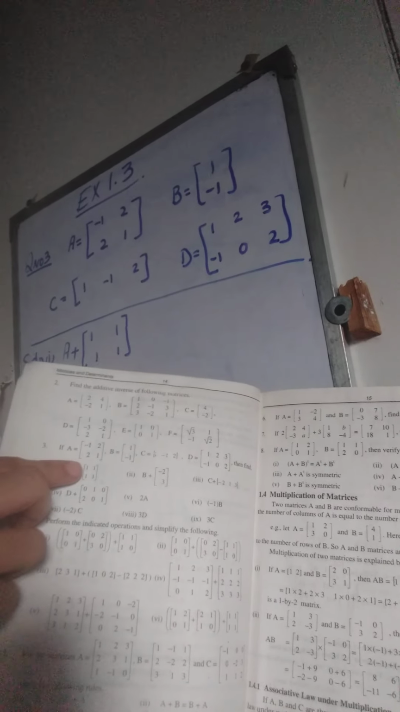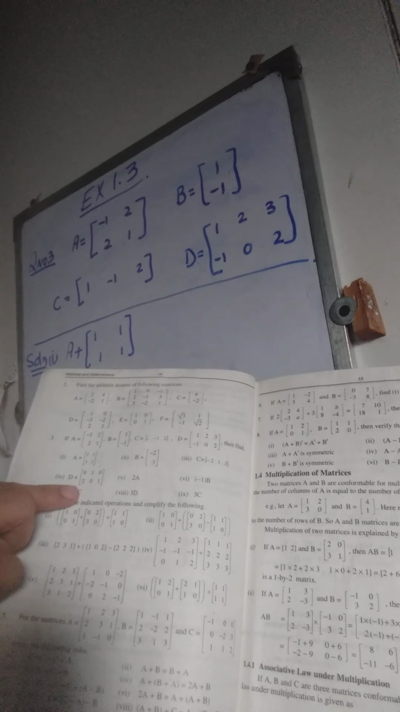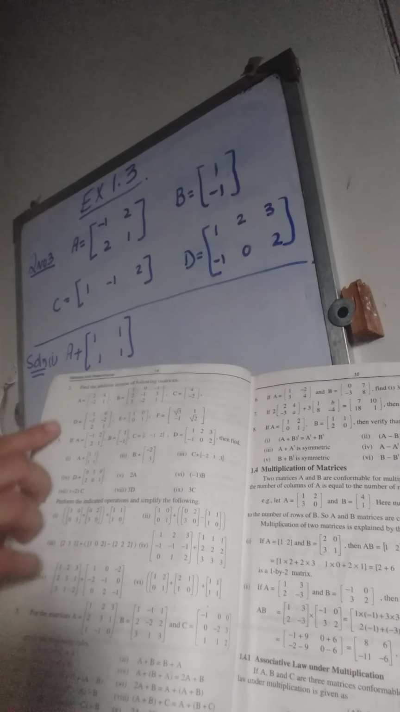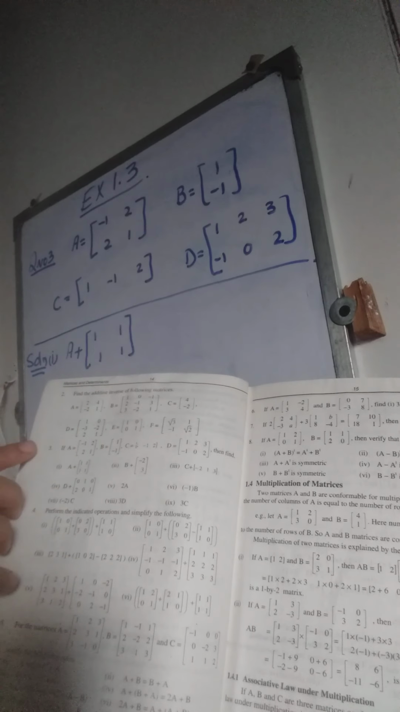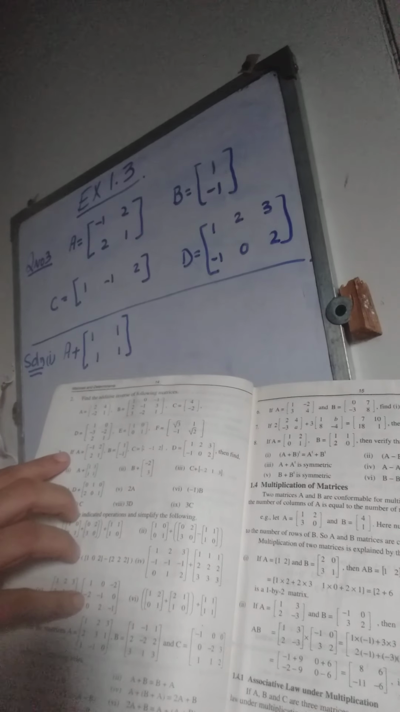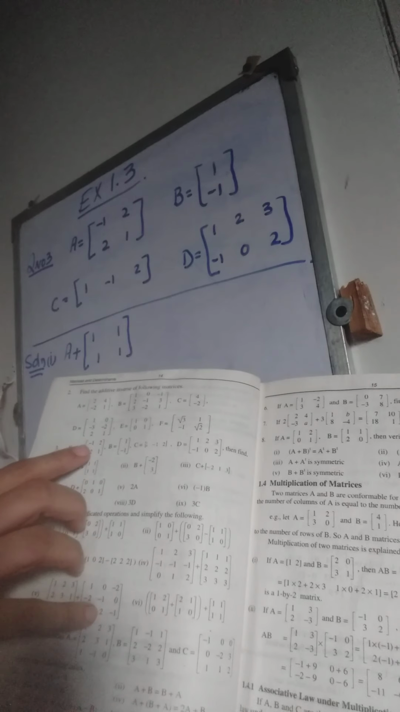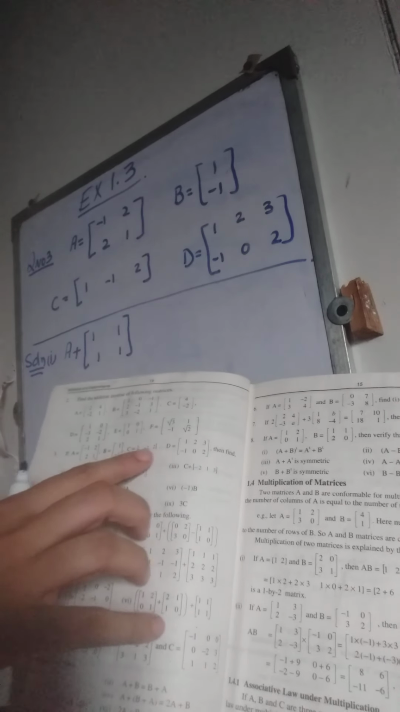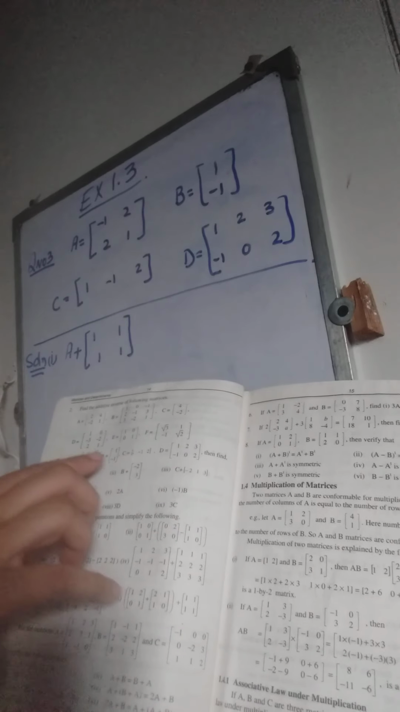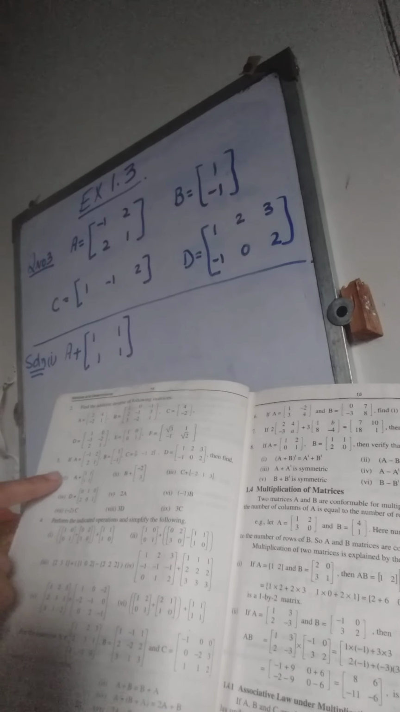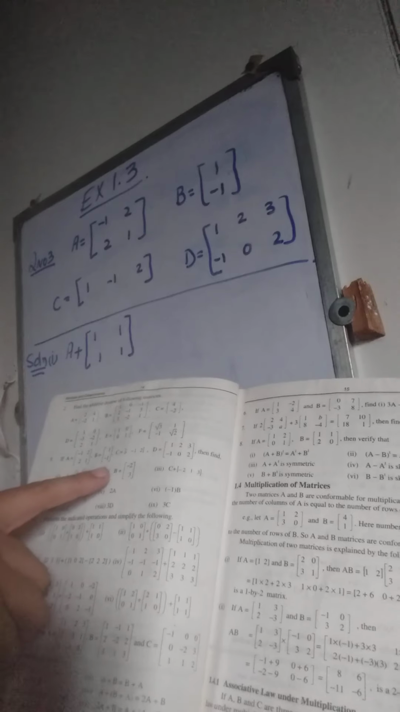Now question number 3. Question number 2 is related to properties of the matrices. That's why we will do it later after the next lecture. Coming to question number 3, you have the matrices: A is equal to -1, 2, 2 and 1, B is equal to this matrix, C, D. You are given 4 matrices A, B, C, D, and you have to calculate A plus 1, 1, 1, 1. And the second part is you have to add this matrix to matrix B. You have to do all these calculations.